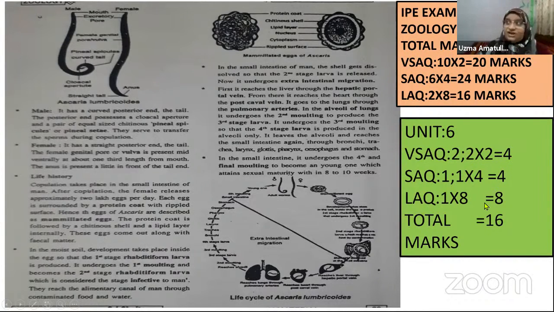But this time, because of the pandemic, physical classes are not taking place. So some portion has been deleted. The 7th unit, about Periplaneta americana, the cockroach, is deleted, because one essay question would be covered every time from that unit also.